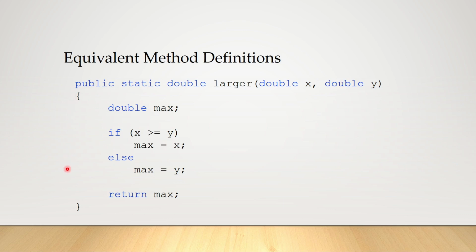The method body contains the local declaration of max, which is of type double, and the method identifies the larger of the values of x and y. And this returns the value of the larger number, which is stored in the local variable max. Take note, since this method specifies the return type of double, the type of value to return should also be double. Okay?